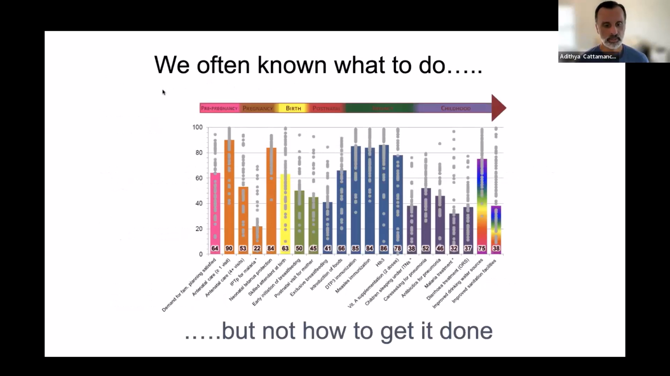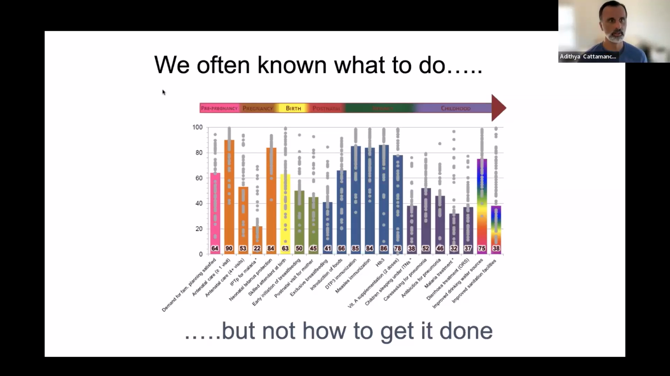When I talk about implementation science, I often like to start with this, right? We often know what to do. We have lots of health research expenditures that are focused on developing new interventions. The slide here shows a range of interventions which are proven to be highly efficacious and effective across a range of health conditions, spanning maternal and child health conditions, spanning pre-pregnancy through early childhood.